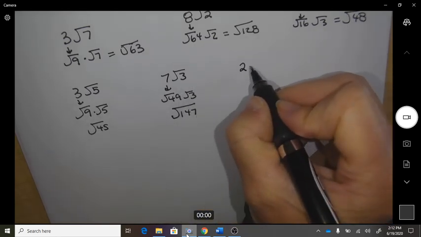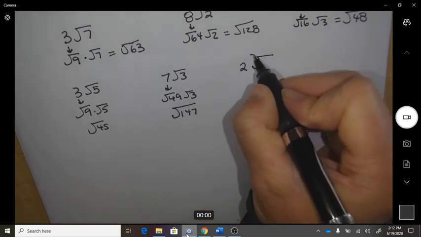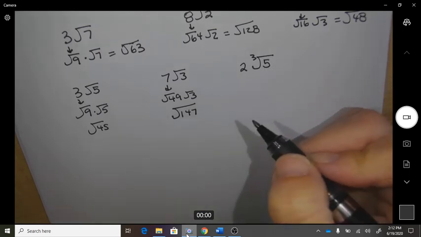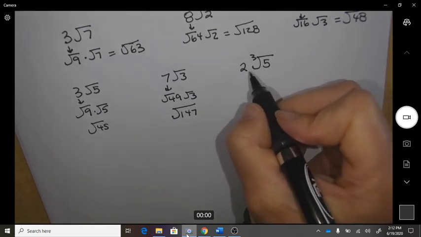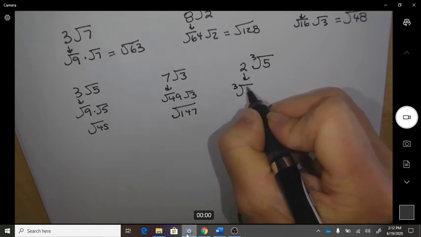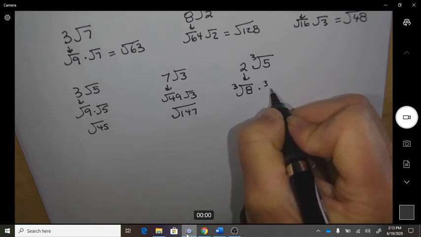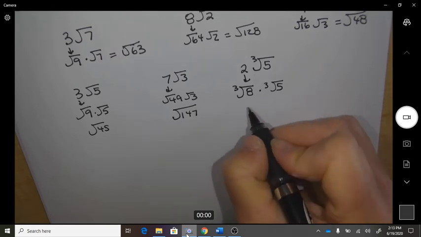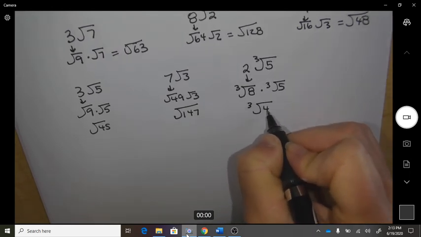And last is a cubed, 2 cubed root 5. So how did you get a 2? You would have had to take the cubed root of 8. So altogether that would be the cubed root of 40.